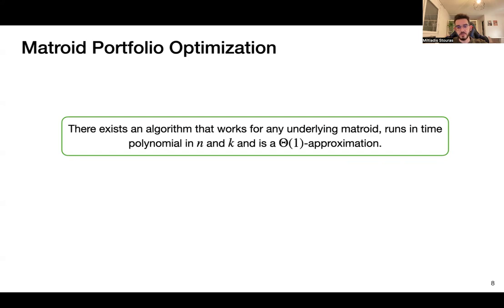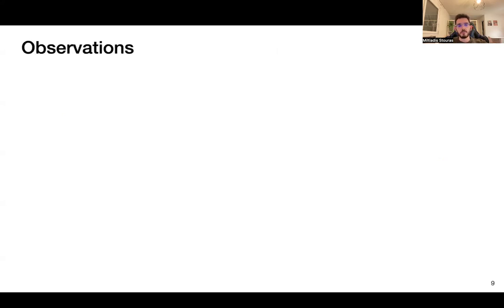runs in time that is polynomial in both the size of the ground set and the size of the portfolio, and also works for any matroid constraints beyond cardinality constraints. But in this presentation, in the next few slides, we're going to focus on uniform matroids to make things simpler. So let's make some observations about the problem.